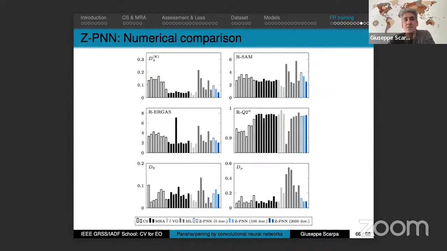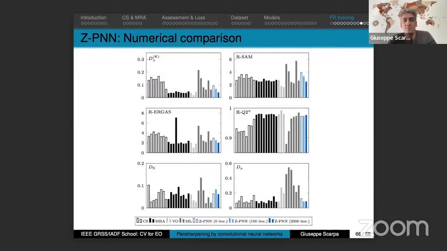Here we compare different configurations of Zeta-PNN, shown with blue bars, with the state-of-the-art methods: component substitution, multi-resolution methods, variational or other machine learning approaches. In this case, the pre-training of our model is also carried out at full resolution. So for the blue bars, we always have models that are trained at full resolution from the beginning.